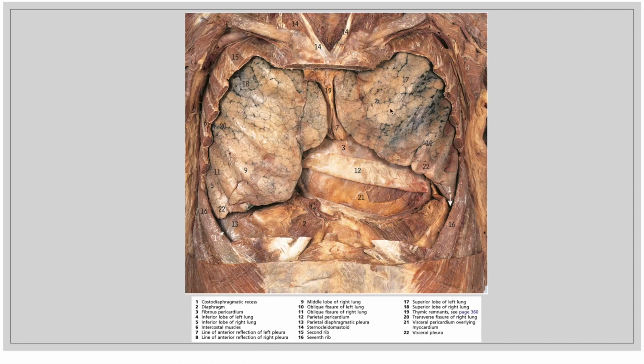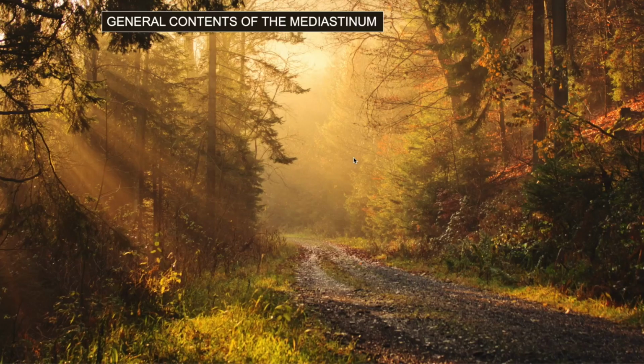I told you, between the lungs. When you come to the labs, you'll be seeing this. And I'll be demonstrating even in some cadaveric videos for you, and there you'll be looking at this mediastinum. So now look at it. What are the contents? How can we understand?